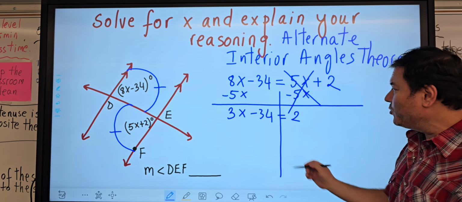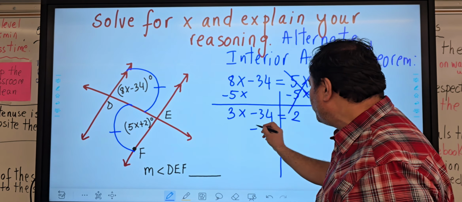And now we have to add 34 on both sides. And let's see what we get. 34 and negative 34 cancel out. So we get 3x equals 34 plus 2 becomes 36. And finally, we divide both sides by 3.